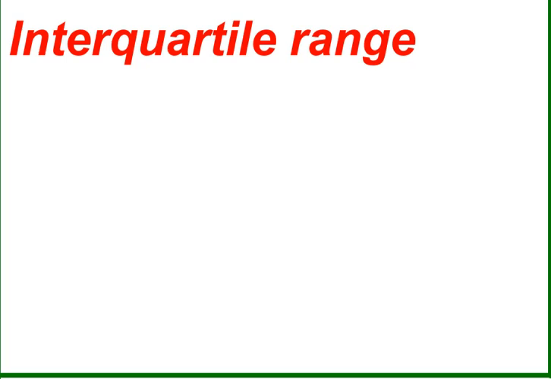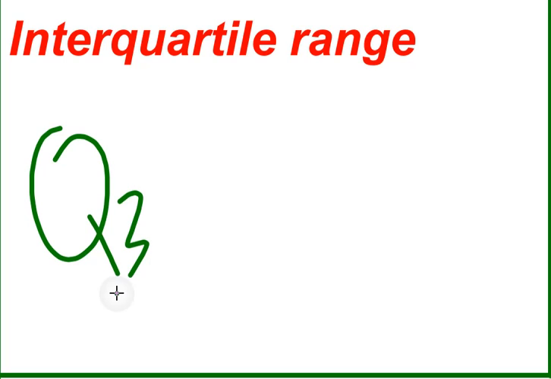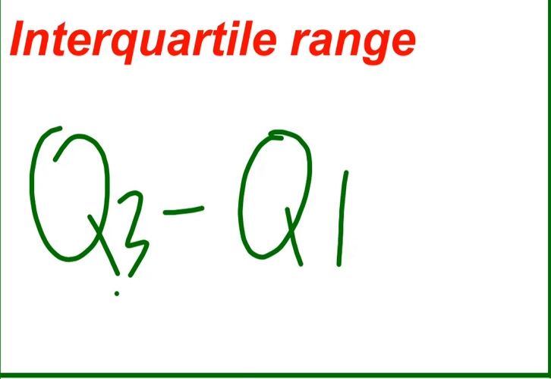Then we get interquartile range. So the interquartile range is the measure of dispersion, which is calculated by subtracting the first quartile from the third quartile. So the Q3, the upper quartile, minus the lower quartile or Q1. This gives the range of the middle half of the data set. So that's how you calculate interquartile range.